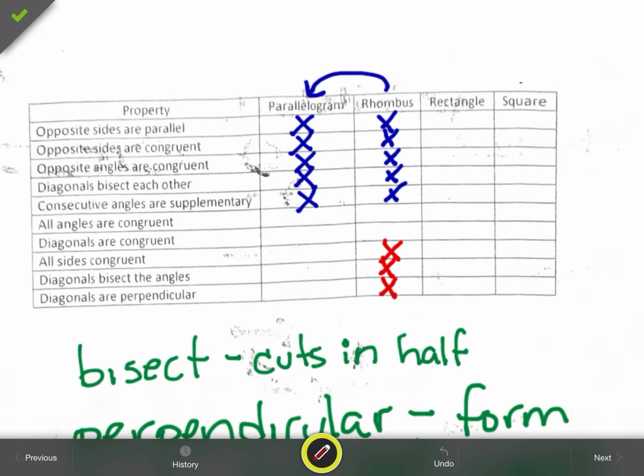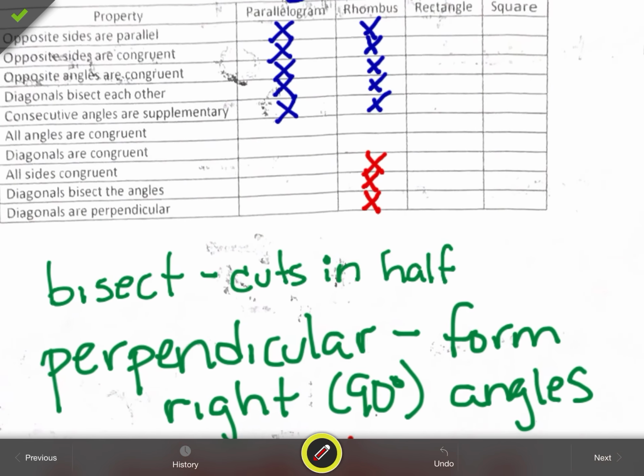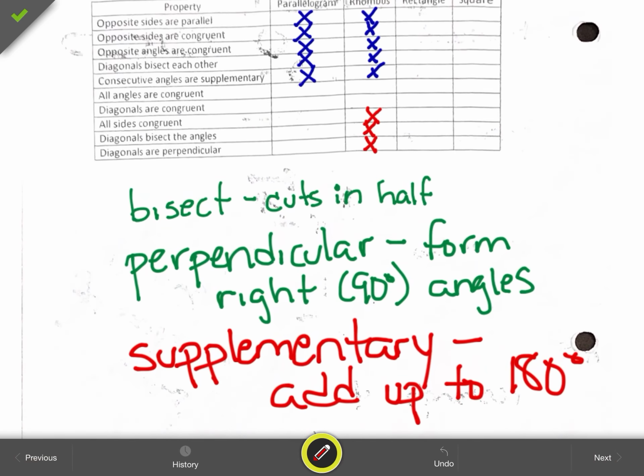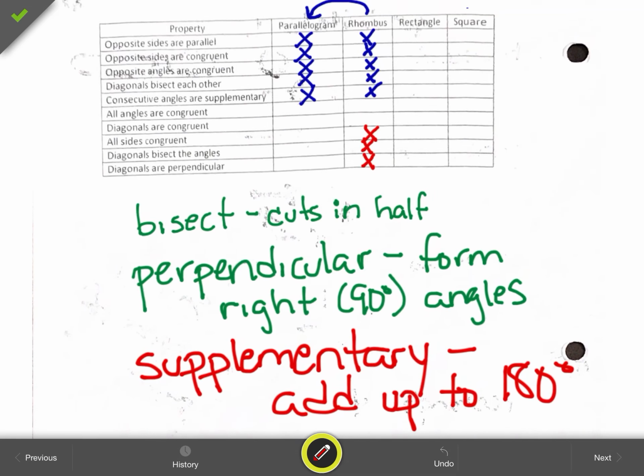So there's that word bisects again. I suggest that you write it down. Bisects, okay, cuts in half. Perpendicular, if you forgot, form right angles. And then you might want to add supplementary in case, because we already talked about consecutive angles being supplementary. So bisects means cuts in half. Perpendicular means they form right angles, and supplementary means add to 180.